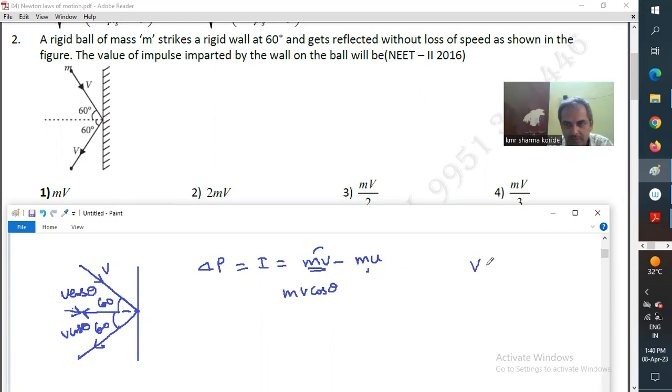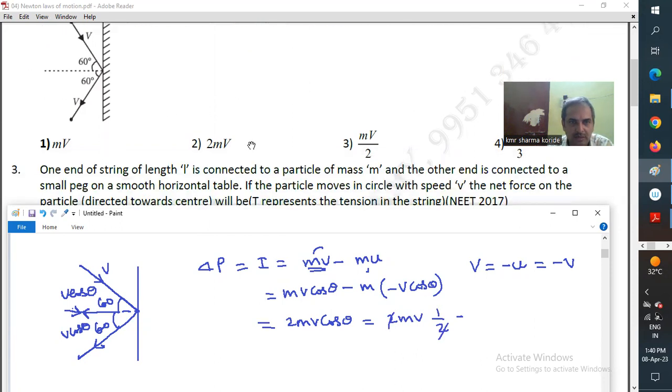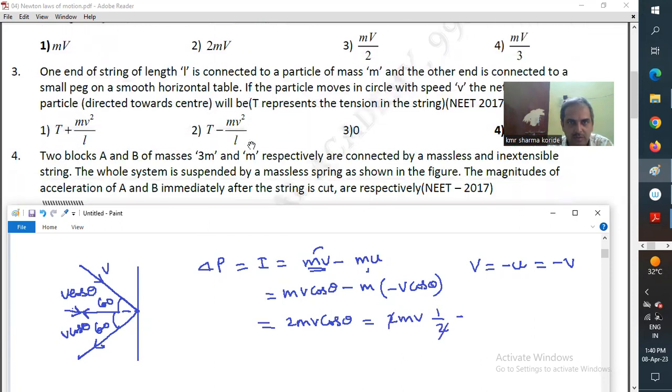So you can mention that V is equal to minus U, but they mentioned in the question, U is also V. So therefore, minus in the formula, minus with the sign convention. So V cos theta, initial is also V cos theta. So together you'll get 2mv cos theta. What is theta? Theta is 60 now. So 2mv cos 60, which is 1 by 2. It cancels. So the answer is mv. First option is correct. Moving to another question.